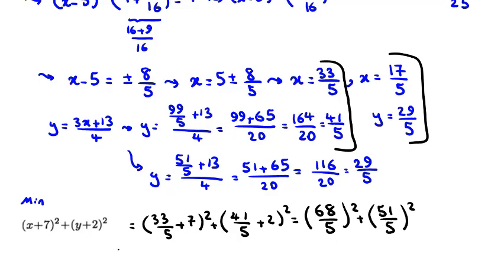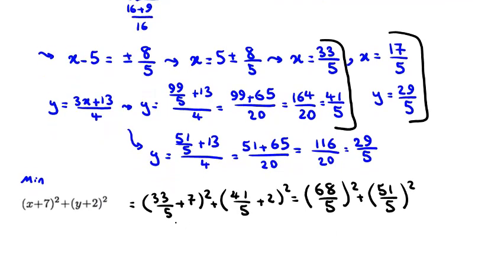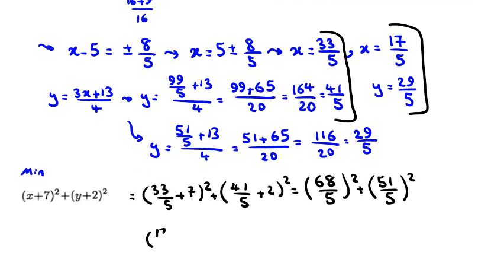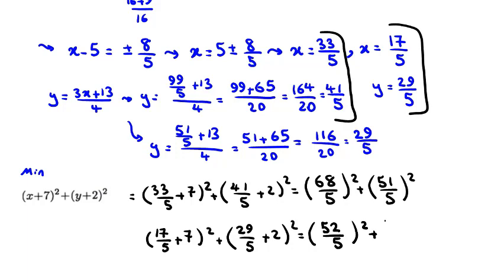And the next case is to replace these two things. So here it will be what? 17 over 5 plus 7 squared plus 29 over 5 plus 2 squared, which will be what? 5 times 7, 35, 45, 52. 52 over 5 squared plus the next one is 5 times 2, 10. 10 plus 29, 39 over 5 squared.